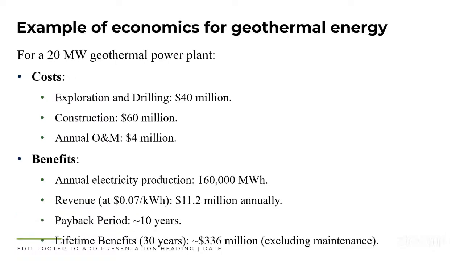So if you take a geothermal plant and you consider 20 megawatts, drilling and exploration cost you $40 million, the construction approximately $60 million, and the annual operation and maintenance will cost around $4 million. In terms of annual electricity production, you can have 160,000 megawatt hours. And if you sell at $0.07 per kilowatt hour, you have an annual revenue of $12.2 million. And the payback is approximately 10 years.